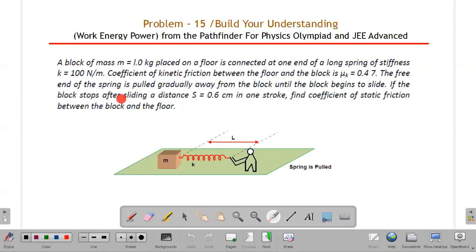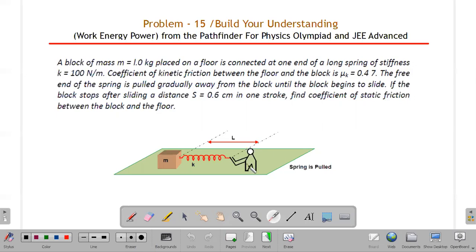Now, the block stops after sliding a certain distance in one stroke. The reason for saying one stroke is that this block will make certain oscillations before it finally stops. Among those oscillations, we are talking about the first stroke, that is the distance s, which is 0.6 centimeter, and then we have to find the coefficient of the kinetic friction force.